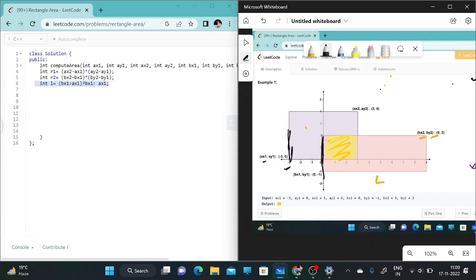Now in line number 6, the left side of this repeated rectangle will be the maximum of bx1, this line, and ax1, this line. The maximum value will be the left side, right? If there is another case in which the rectangle is like this, in that condition the maximum value will be the maximum of these two lines, so this will be our L. Now here it is our L, right?